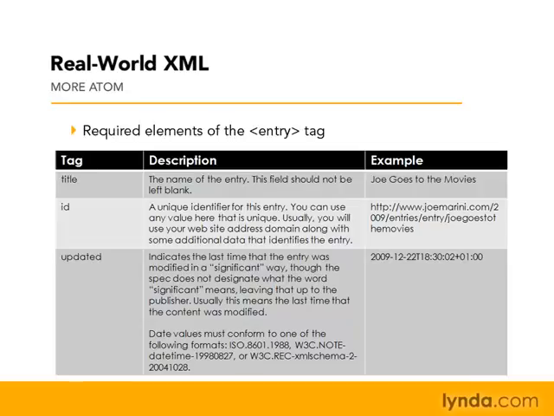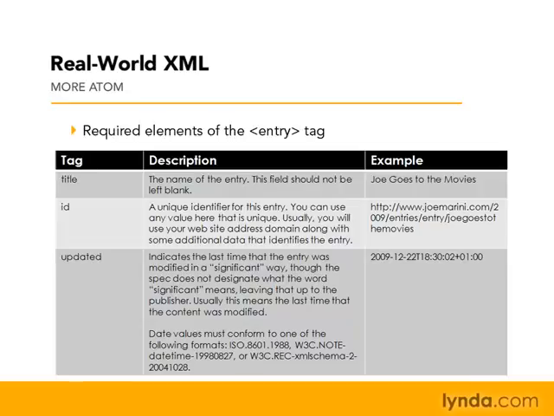The ID, again, is a unique identifier for this entry. And like in the feed tag, you can use any value here that's unique. Usually, you'll use your website address domain along with some additional data that identifies the entry, either a path to the HTML file that specifies the entry or some other kind of identifier that your blogging system might use or some other type of unique identifier. The important thing here is that it be unique.